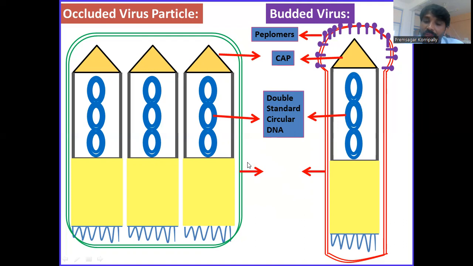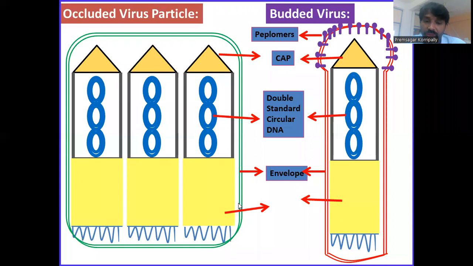Because the red indicates that it is derived from the plasma membrane of the insect cell. The green envelope is derived from the nuclear membrane of the insect. So MNV, multiple virus particles, have an envelope derived from the nuclear membrane, and the budded virus particles have an envelope that is derived from the plasma membrane of insects.